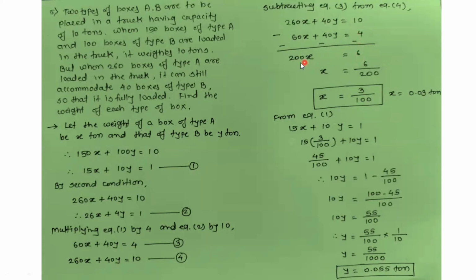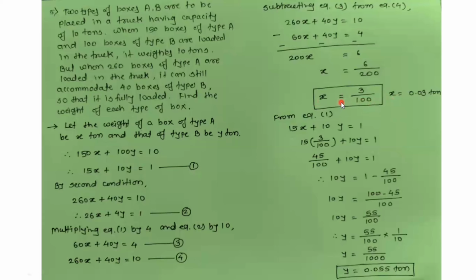We have to find the value of x, so transfer 200 to the right hand side to get x is equal to 6 divided by 200. If we simplify this, we'll get x is equal to 3 divided by 100. In decimal form, we can write x is equal to 0.03 ton. So this is the weight of box of type A.